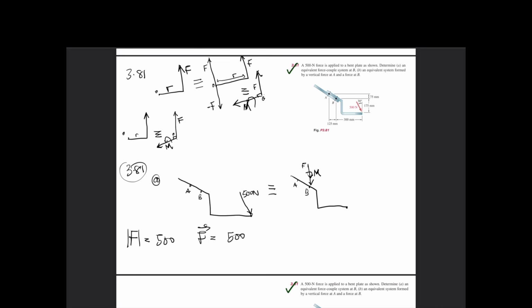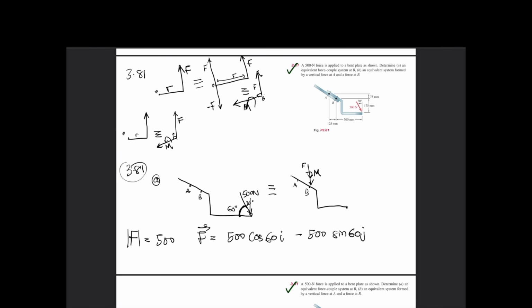Also note that here I said this is 30 degrees, but to make our calculation easier, we can take the angle to the horizontal, which is 60 degrees. So I'm going to use 60 degrees for our calculation. That will be 500 cos 60 i minus 500 sin 60 j. And if you notice here, one is positive and the other one is negative.